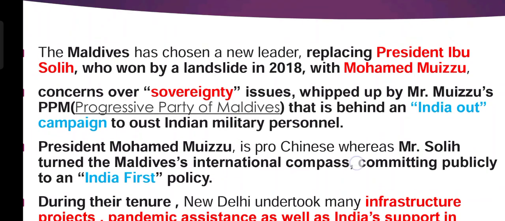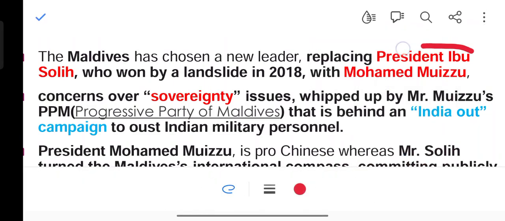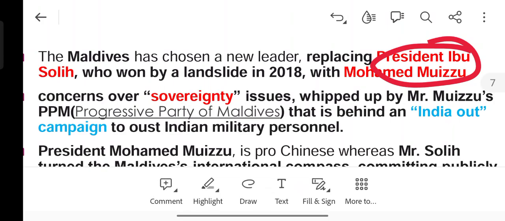And what is the outcome of the result? The president Ibu Solih, who was representing the Maldives in the earlier times, that is between the period of 2018 to 2023, has now been replaced by Muhammad Muizzu. Here you can see the name. And what is important to know is that the former president Ibu Solih had good relations with India.